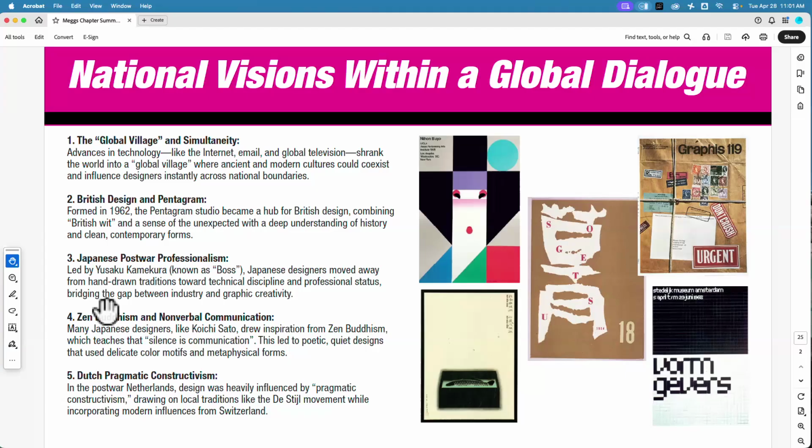Advances in technology like the internet, email, and global television shrank the world into a global village where ancient and modern cultures could coexist and influence designers instantly across national boundaries. Yes. And here it is. We're looking at a contemporary Asian design harkening back to old Asian traditions, right?